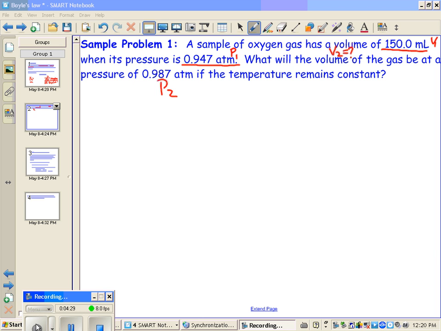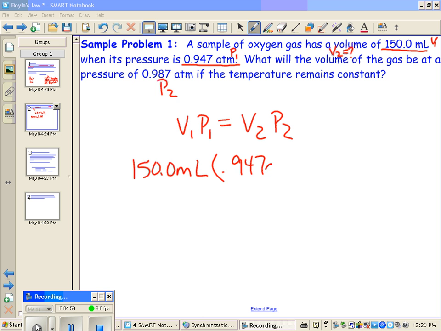I want you to notice here, I have 2 volumes and 2 pressures. The only equation that I gave you with gas laws that has 2 volumes and 2 pressures in it is Boyle's Law. So I automatically know that I'm going to use V1 P1 equals V2 P2. And I'm just going to plug the numbers in. After you figure out what your quotient is, it's just algebra. It's not chemistry anymore. So I'm just going to say 150 milliliters times 0.947 atmospheres equals V2, which I don't know, times 0.987 atmospheres. V2 equals, now if you're doing algebra, folks, what are you going to do to solve for V2?